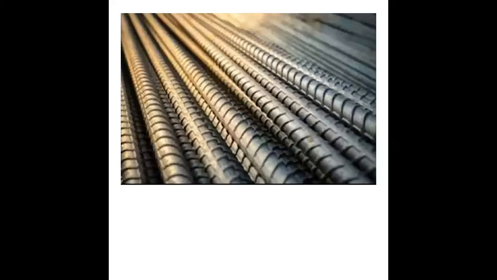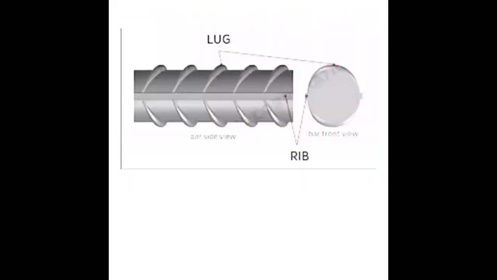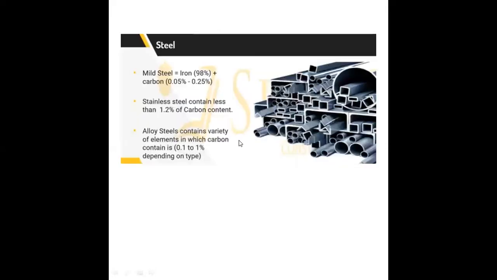Now we are seeing this type of steel bar. The upper surface is called the lug, the lower surface is called the rib, and the front surface is called the bar. This is the bar front view, and this is the bar side view. Okay, then next I am talking about steel.